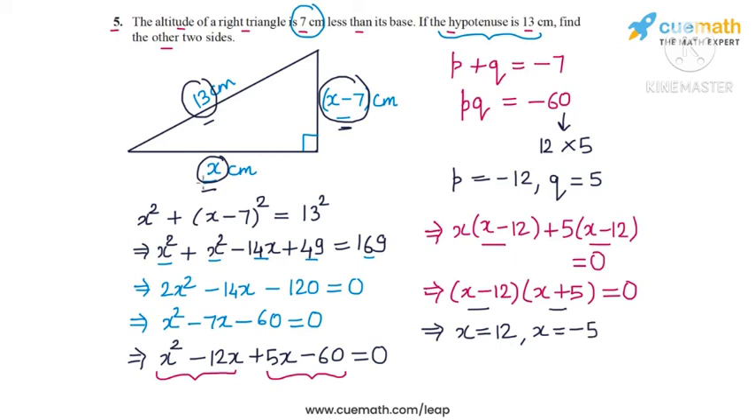Now x was the length of the base of the triangle, so clearly x cannot be equal to minus 5. So this root is an extraneous root, a non-valid root in this case. So the valid root is x equal to 12, and for x equal to 12 the base length becomes 12 centimeter and the altitude becomes x minus 7 or 5 centimeter, and we can see that 12 square plus 5 square will be equal to 13 square. So the other two sides are 12 centimeter and 5 centimeter long.